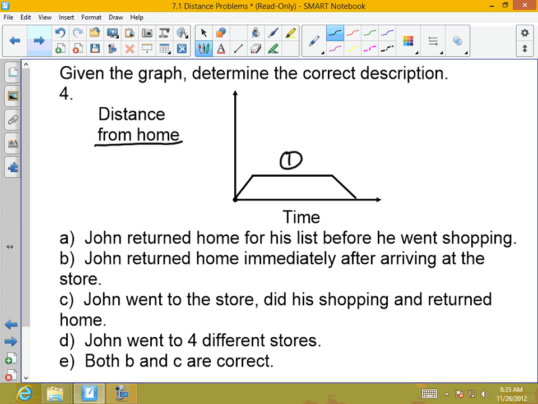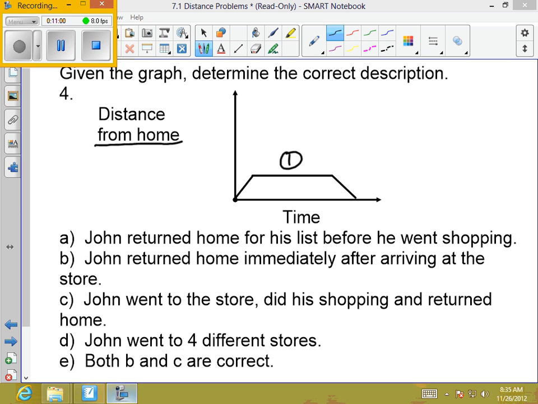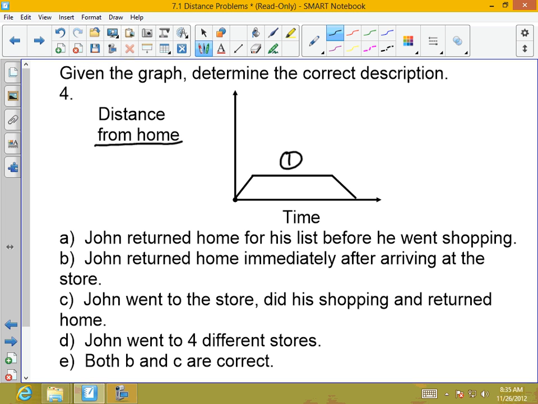So, we're looking for something that shows somebody leaving their home, going somewhere, and then coming back home. John returned home for his list before he went shopping. No. John returned home for his list would have started up here. That's not what's happening. John returned home immediately after arriving at the store. Go to the store, return home immediately is a peak, not a plateau. So A and B, no.